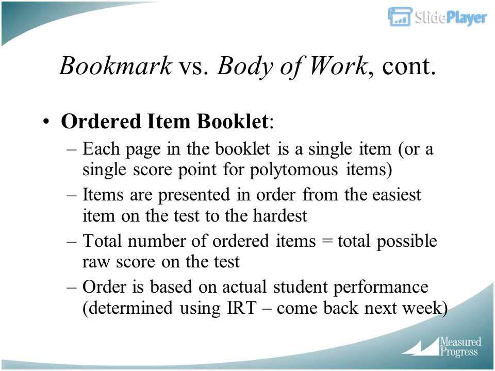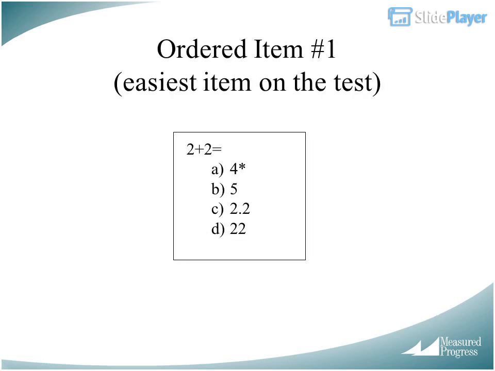Ordered item number 1, easiest item on the test. 2 plus 2 equals 4, 5, 2.2, 22.